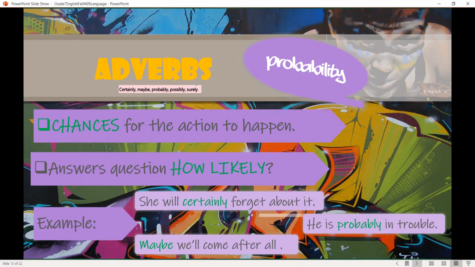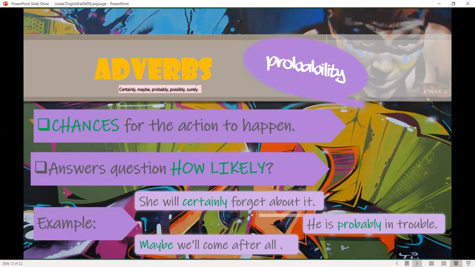Probability. What are the likely chances of something going to happen? Certainly, maybe, probably, possibly, surely. You know, how likely? So let's look at our example. She will certainly forget about it. How likely is it that she will forget about it? Certainly. So it's certain that she will forget about it.